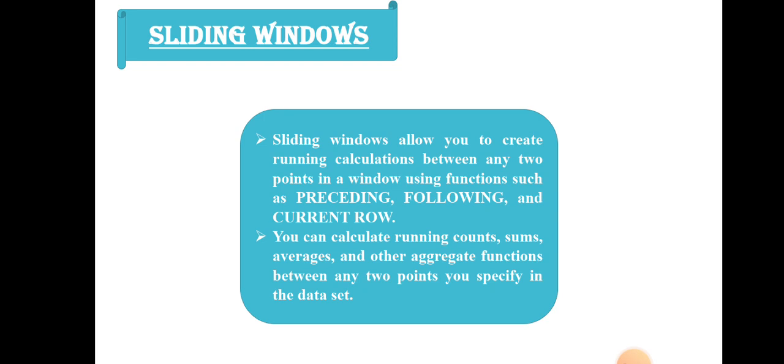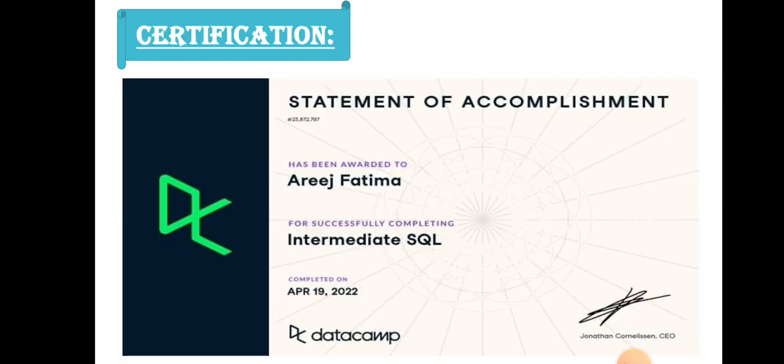Then sliding windows allow us to create running calculations between any two points in a window using functions such as preceding, following, and current row. We can calculate running counts, sums, averages, and other aggregate functions between any two points you specify in the dataset.